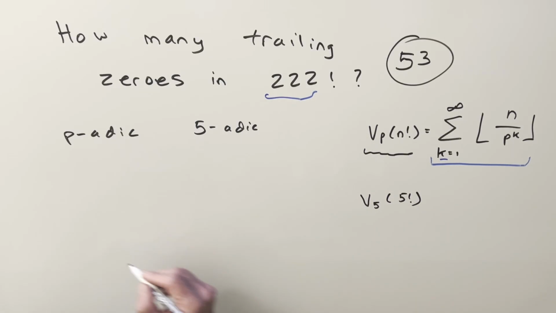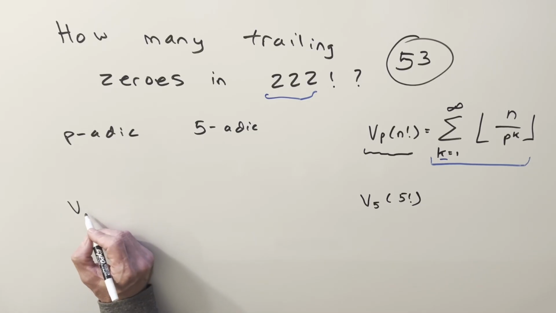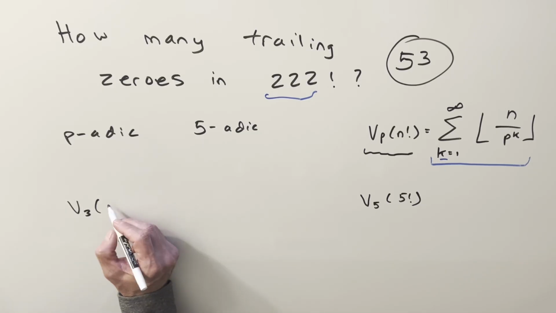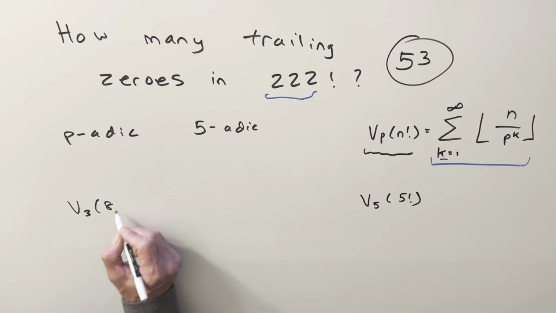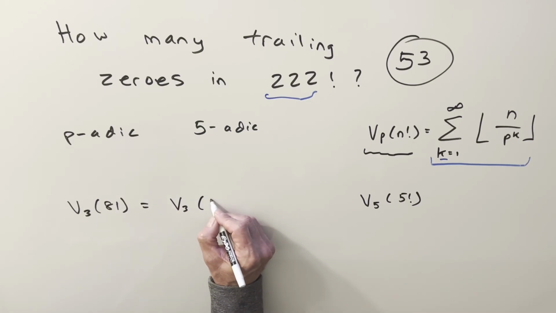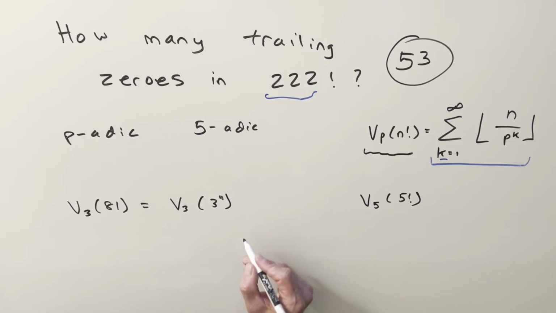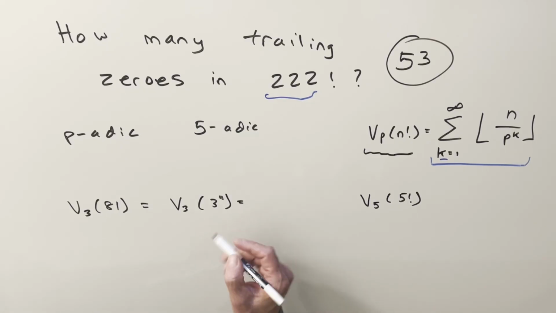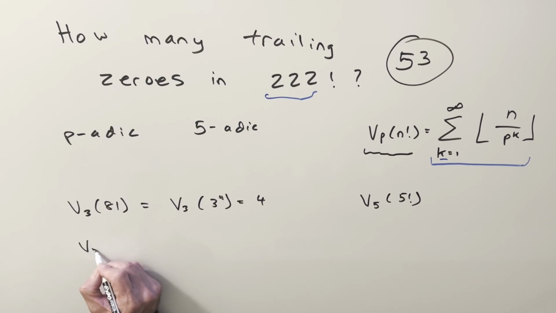Now the way this works, I'll just show you the evaluation. If we were dealing with base 3, 81 is the same thing as 3 to the 4th. So this thing would just return the exponent, it just returns 4. And so we're dealing with this.